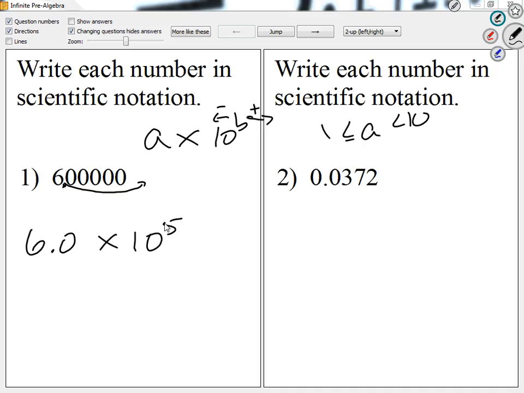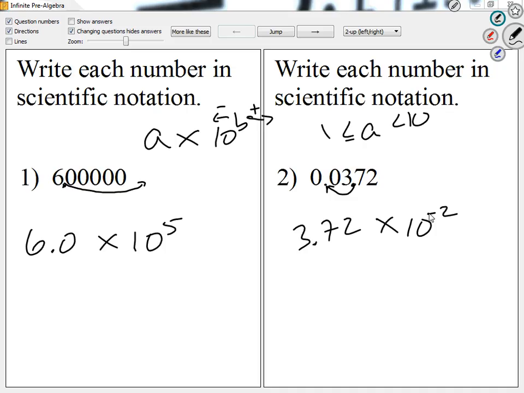Let's take a look at number 2 as an example. Where will we place the decimal to make the number between 1 and 10? Behind the 3. So we get 3.72 times 10 to the something. You said behind the 3. If you notice, we have to move it 2 places to the left. So I'm going to say 10 to the negative 2. Once again, if you're moving to the right, it's positive. If you're moving to the left, it's negative.